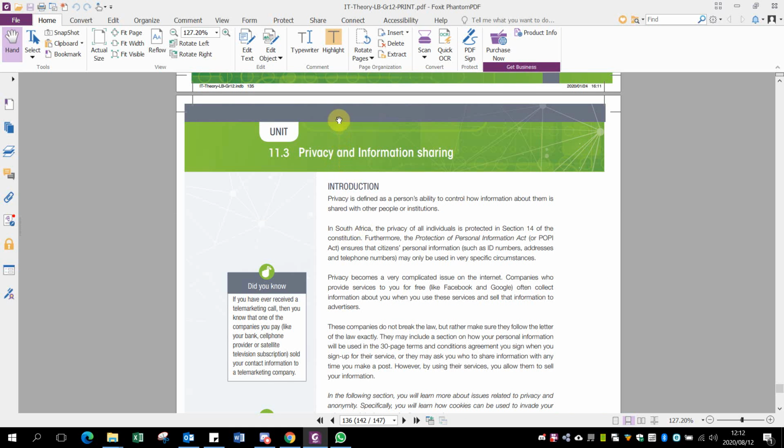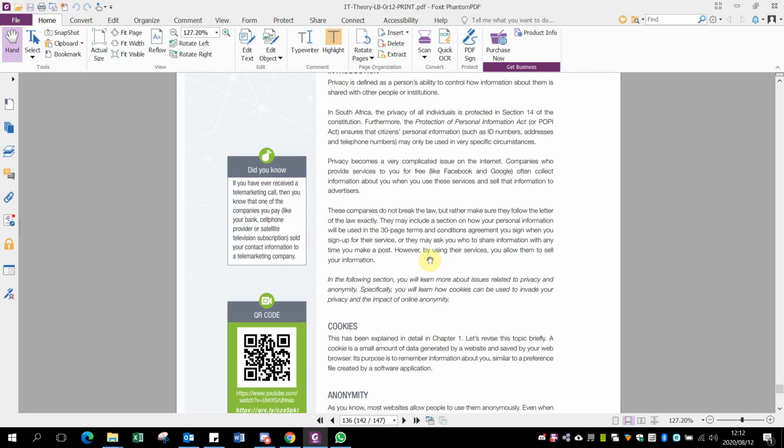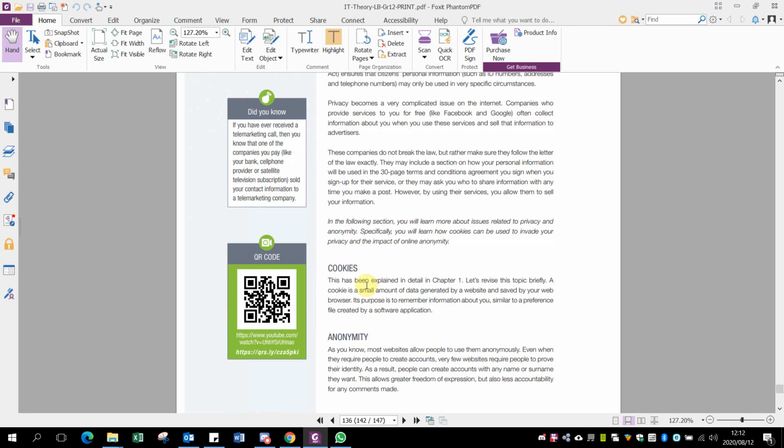Okay, privacy and information sharing. Privacy is defined as a person's ability to control how information about them is shared with other people and institutions. So different things we've got here. We've got cookies. Cookies, as explained in chapter 1, are text files that store your preferences of a particular website. Some websites will look at which cookies you have to notice which website you visit and what your preferences are, to make their website look more attractive to you. They can also use this to steal information from you.